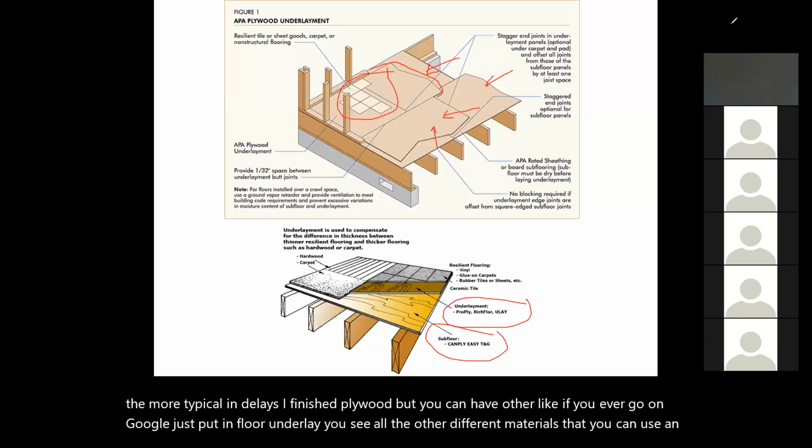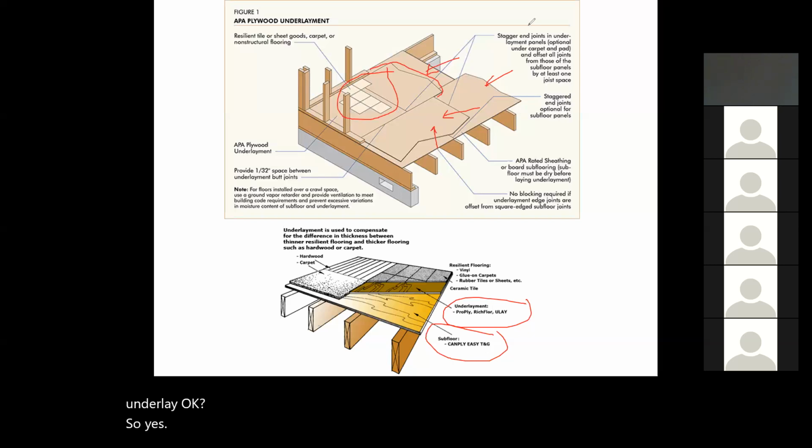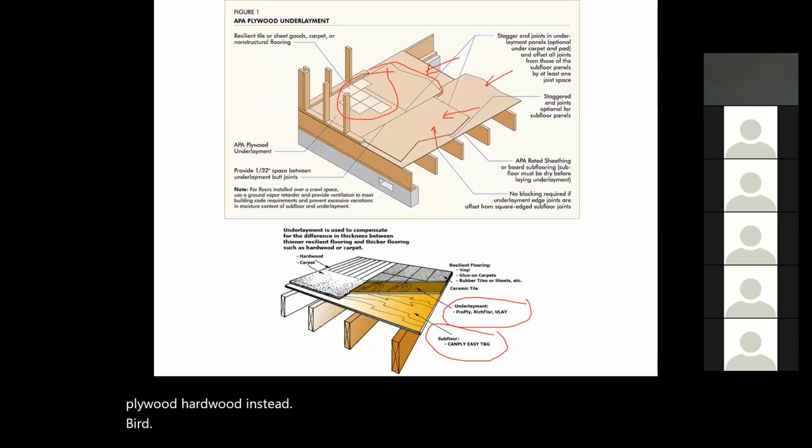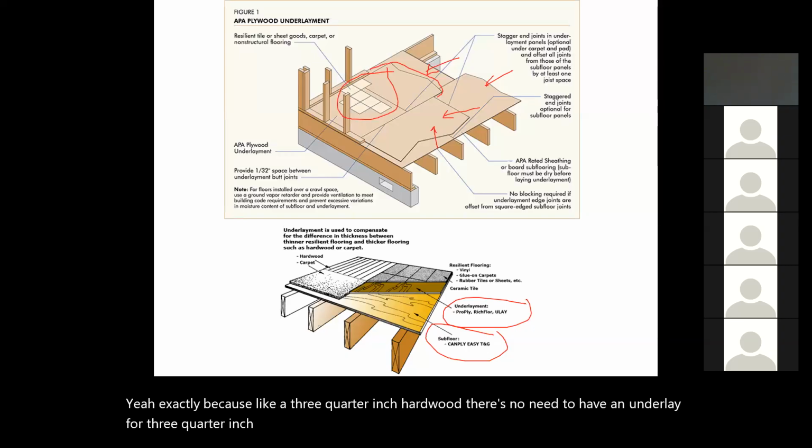You said before when you would put hardwood, you wouldn't put an underlay, meaning no plywood at all, just right on the subfloor? On the subfloor, yeah. Especially if it's 3/4 of an inch plywood, hardwood. You understand? So you'd staple it directly on. Yeah, exactly. Because for a 3/4 inch hardwood, there's no need to have an underlay. You understand? Okay.